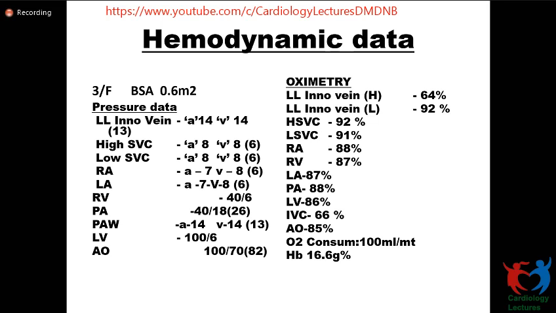Then RV 87%. LA 87%. Pulmonary artery 88%. The LV is 86%. IVC is 66%. Aorta is 85%. Okay, right. So pulmonary artery oxygen saturation is slightly more than that of the aortic oxygen saturation.